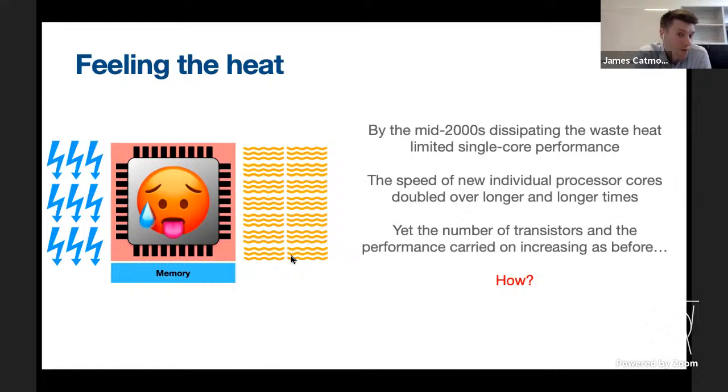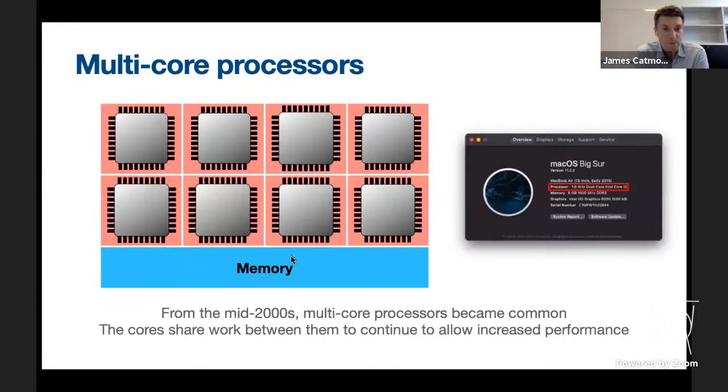But yet, we don't notice this in our daily lives. Computers seem to get more and more powerful all the time. And you can ask, how is this possible? The number of transistors has kept going up, as I showed you on that plot. So how is it possible that they can get faster and faster still, even though we have this limit of heat? The reason is that modern computer processors have more than one core. So there is more than one element of the processor working through these instructions, these mathematical problems that they're solving. And between them, the cores share work to allow them to continue to have increased performance.